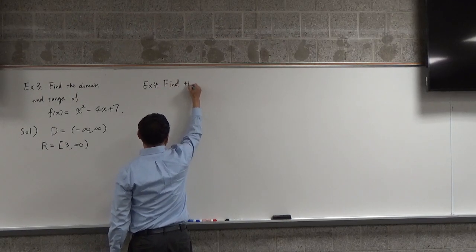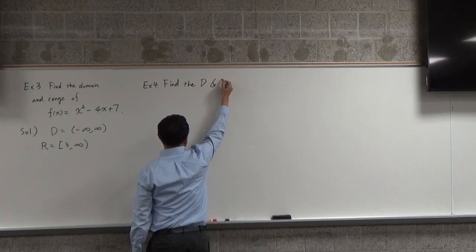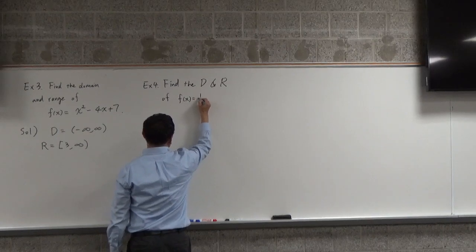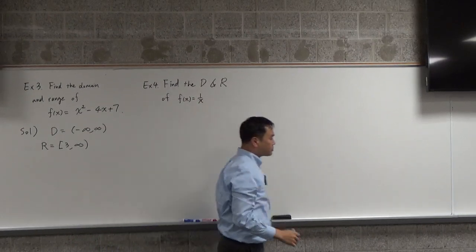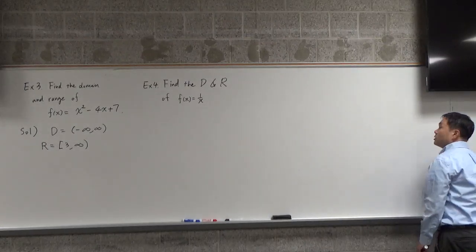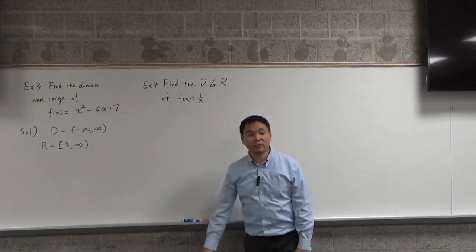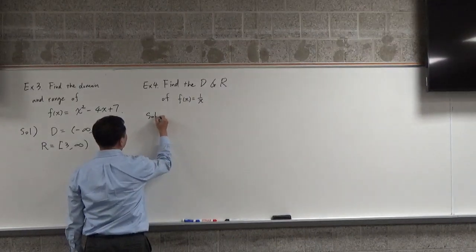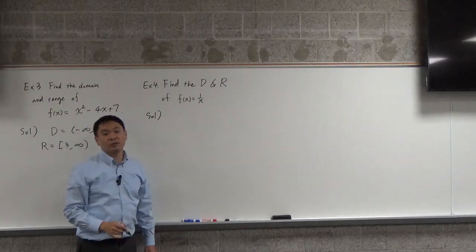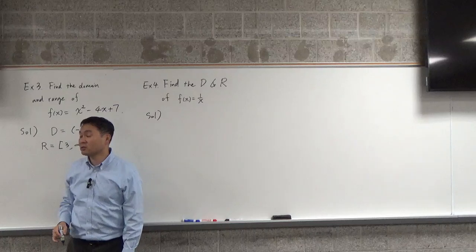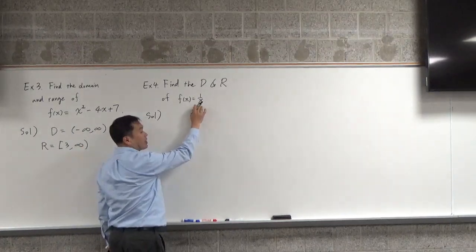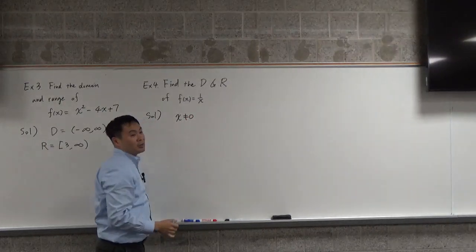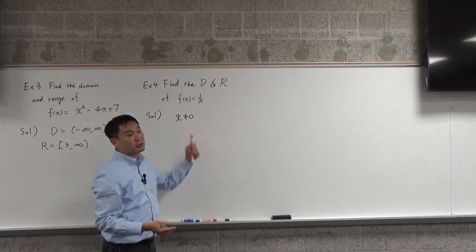Find the domain and range of f of x equals 1 over x. Okay, so this time you have a fraction. What's not allowed in a fraction? The denominator cannot be 0, right? So since x is in the denominator, we see that x cannot be 0. And as long as x is not 0, then everything is okay.